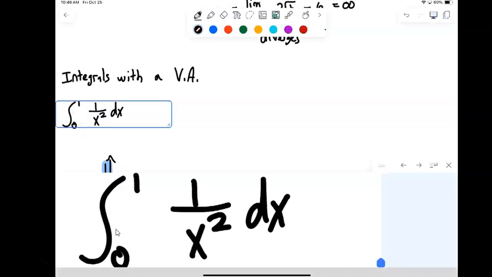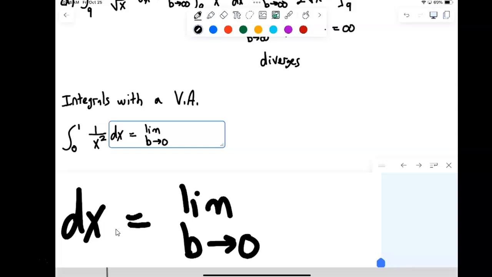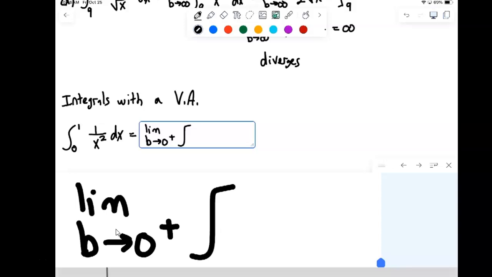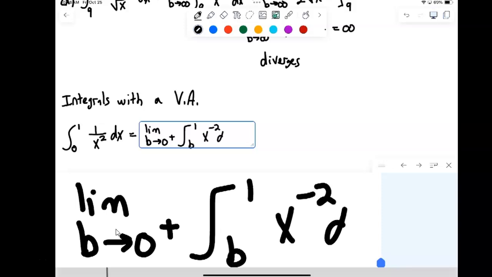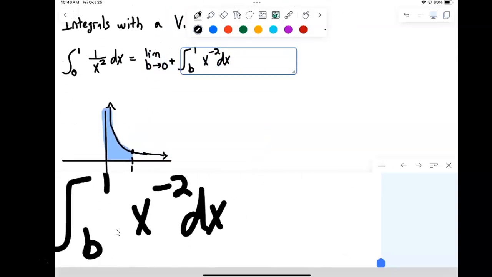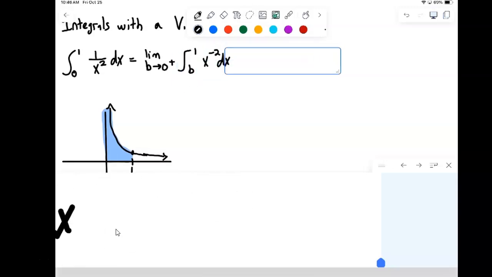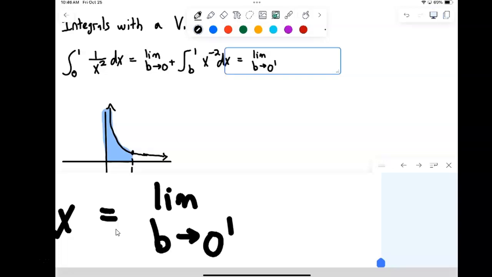So we can actually write this down as the limit as b approaches 0 from above, just the right-hand limit, of the integral from b to 1 of x to the minus second dx. Okay, and so now we're ready to do this problem. So let's start to work this out. Limit as b goes to 0.